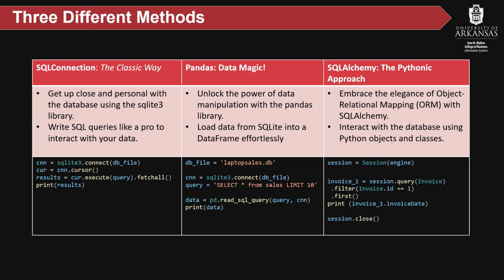We're going to look at getting data into and out of our database with 3 different methods. The first we call the classic or the SQL connection method. In this case, we create a database connection, construct our SQL query in text, and then we get back the result as a list of tuples.